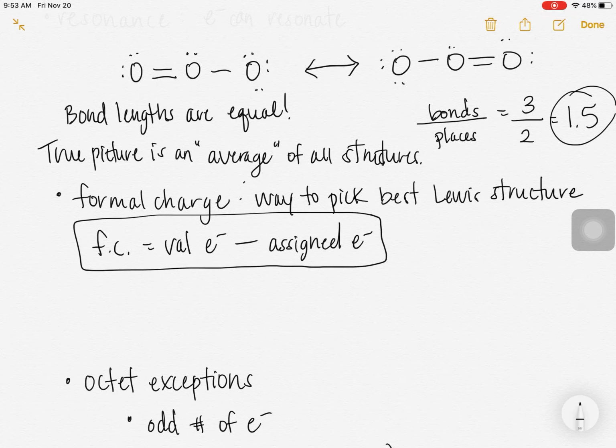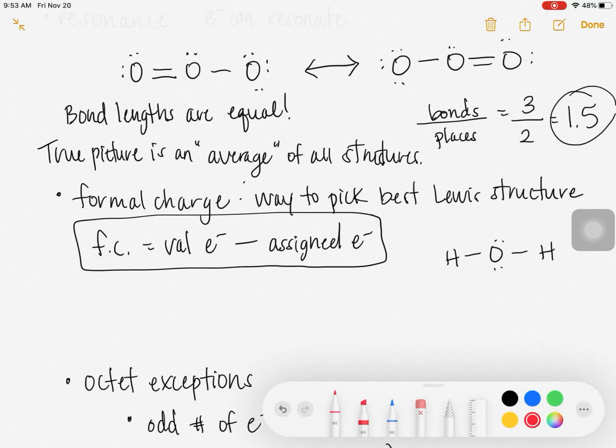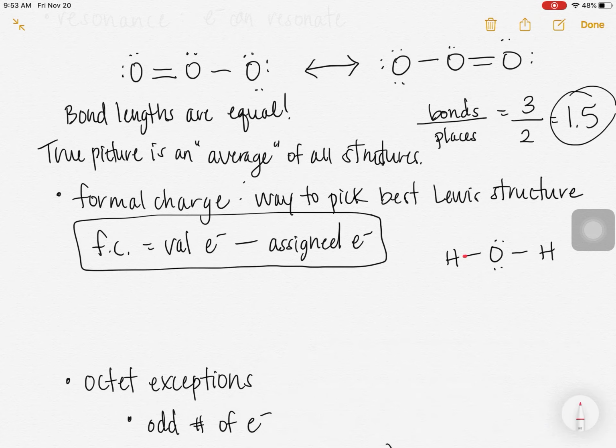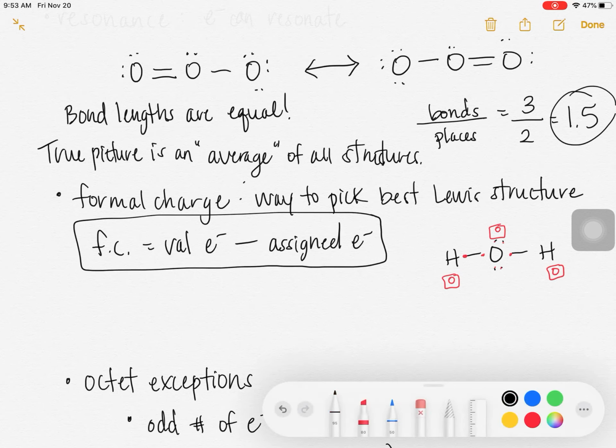So let me give you an example. In water, right? So we would come, and I'll just change my color. Hydrogen has 1 valence electron, and in this bond, it's assigned that 1 valence electron. So 1 minus 1 is 0. Same thing for this one. And then oxygen has 6 valence electrons, and in this case, it has 1, 2, 3, 4, 5, and 6. So formal charge on oxygen is 0 in this case. So that's how you calculate formal charge.